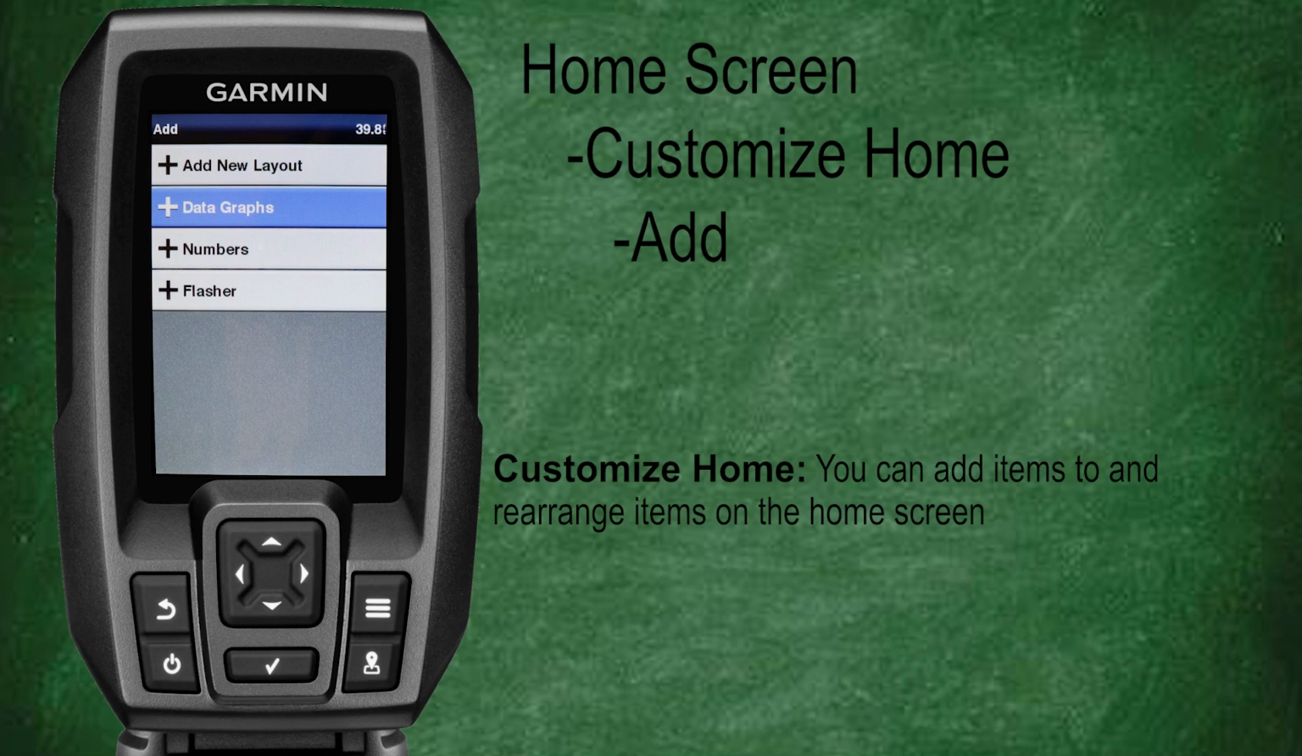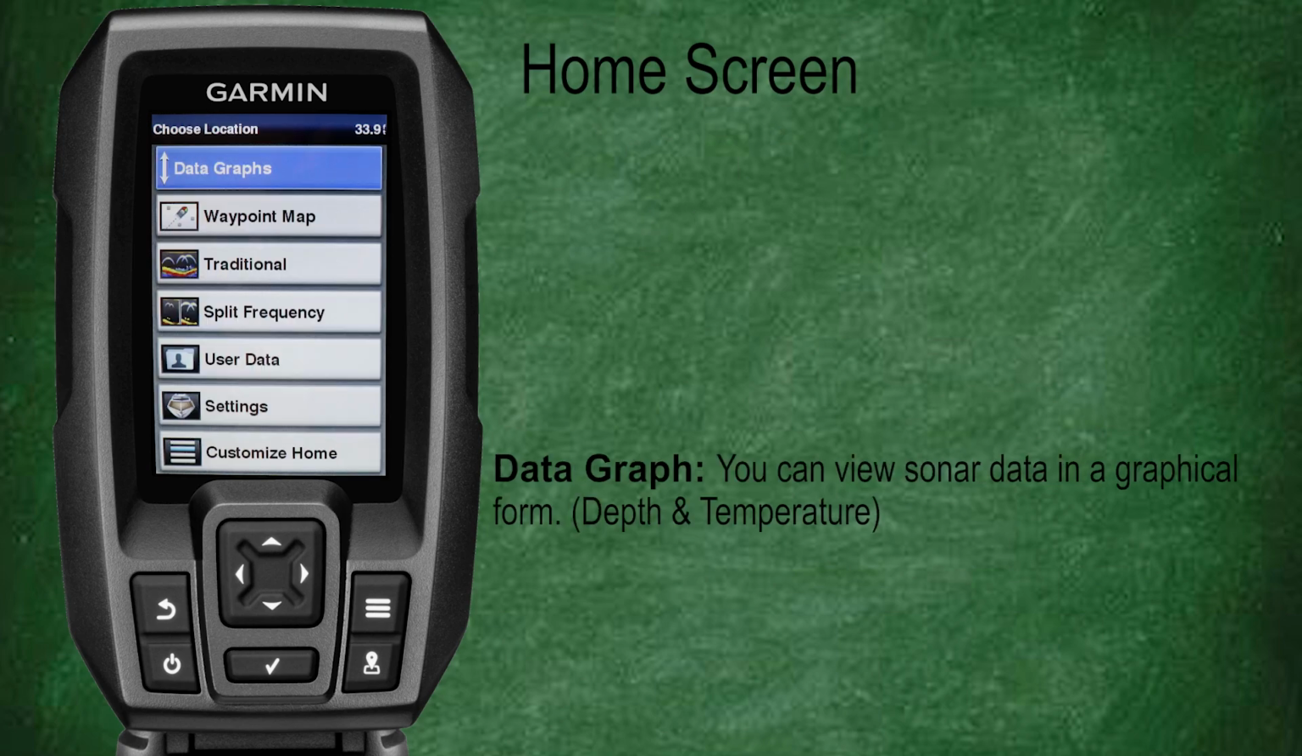Let's start by scrolling down and selecting Data Graph. Now as you can see, the data graph will be shown on the home screen. And notice the arrows on the left hand side. It's at this point that you'll have the option to scroll up or down using the arrow keypad to place the new data graph where you'd like it on the home screen. Once you move the new data graph feature to your preferred location on the home screen, simply press enter and it'll add the data graph to the home screen.